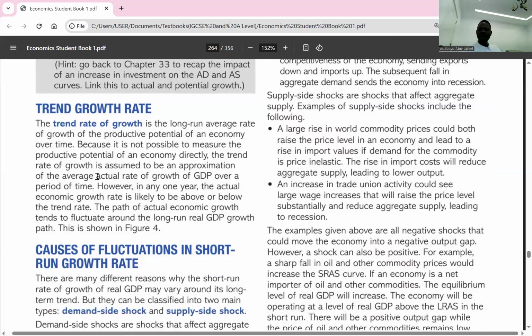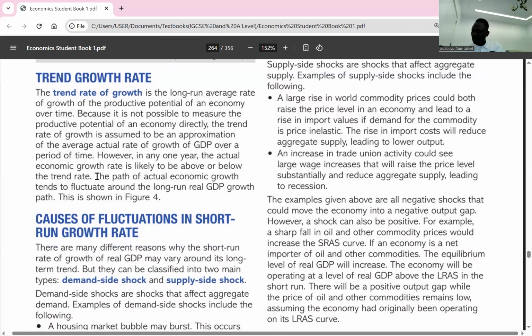So the examples given above, all the above mentioned, are negative shocks. All we've talked about are negative shocks, but there can also be positive shocks. But note that any negative shock that we talked about will bring about a leftward shift in the aggregate demand curve and a leftward shift in the short-run aggregate supply. I think it's clear. And as a result of that, it will affect the real GDP of the economy.